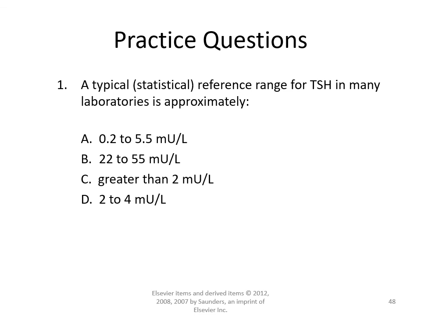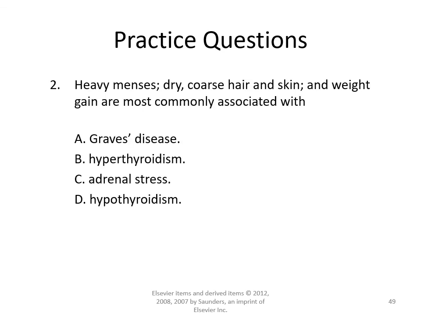All right, let's take a look at some practice questions. So number 1, a typical reference range for TSH in many labs is, and this is 0.2 to 5.5. Number 2, heavy menses, dry, coarse hair and skin, and weight gain are most commonly associated with, and this is answer choice D, hypothyroidism.